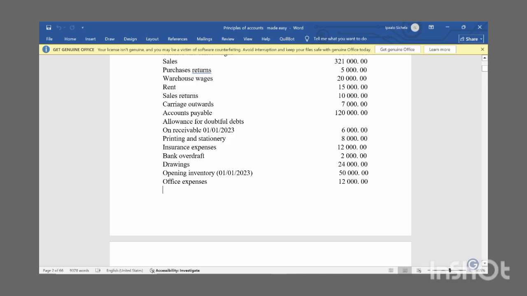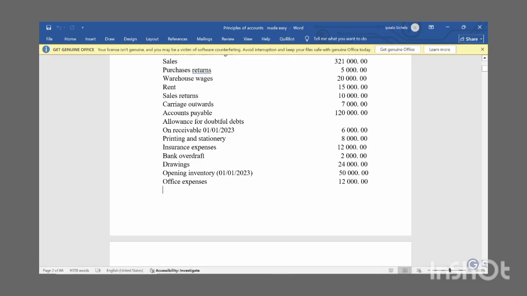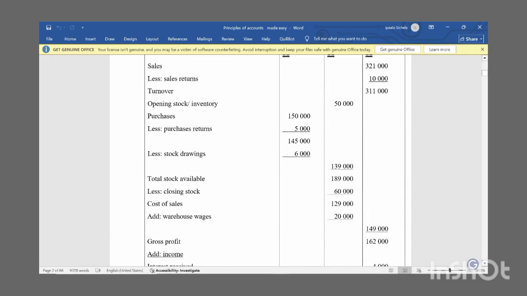Purchases returns is 5,000. So we're going to subtract the 5,000 from the 150,000, which is the purchases. So 5,000 will be subtracted from 150,000 to get 145,000. The other thing we have here is a stock drawing.